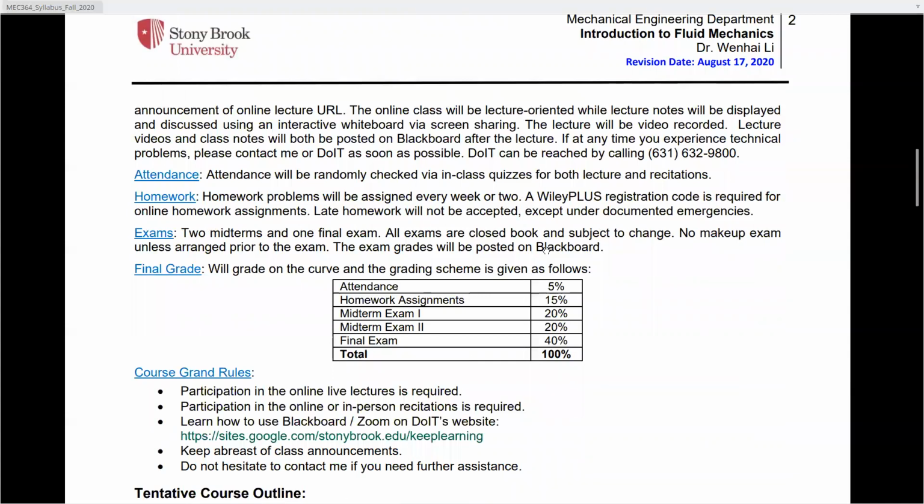For the final grade, the attendance will take 5%, and homework assignments will take 15%. Midterm exams, each of them will take 20%, and the final exam will be 40%.